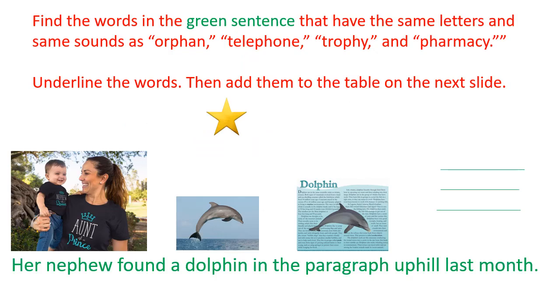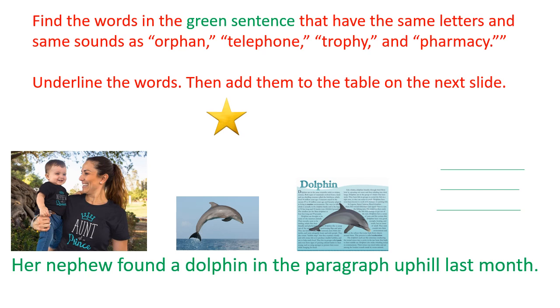Find the words in the green sentence that have the same letters and same sounds as orphan, telephone, trophy, and pharmacy. I will read the green sentence and you can listen for the sounds. Her nephew found a dolphin in the paragraph uphill last month.